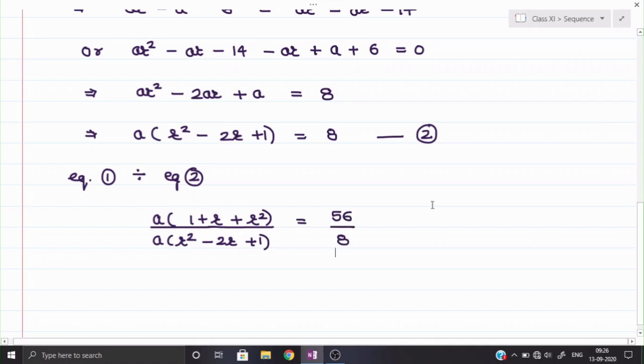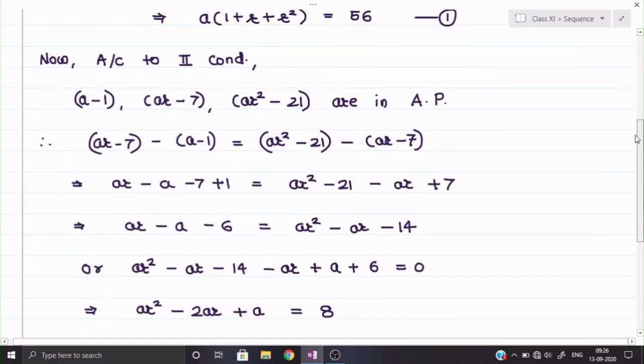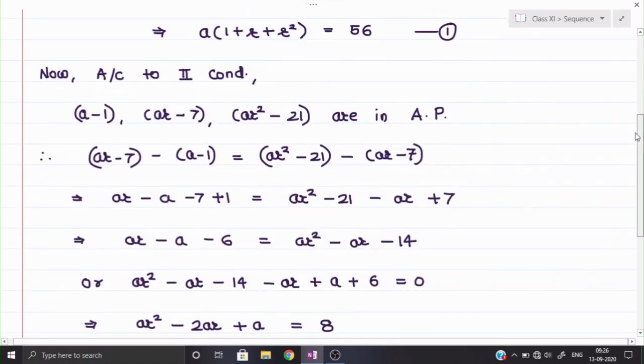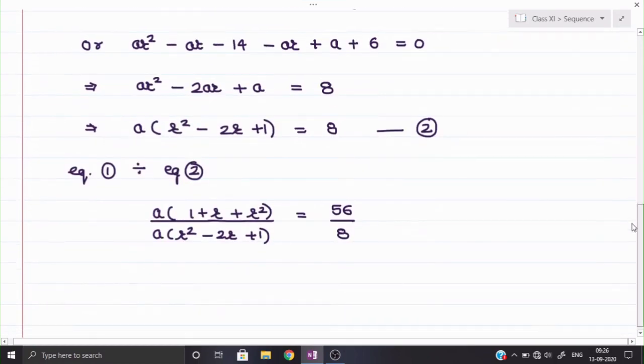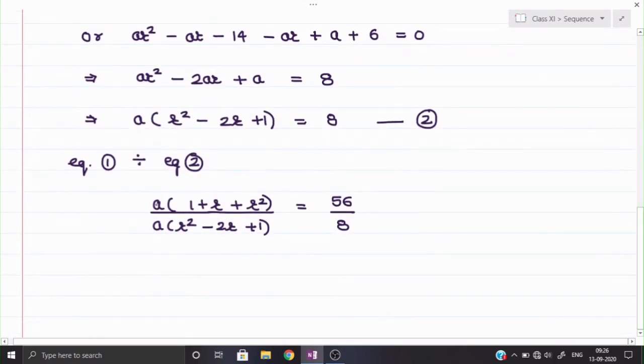Once shall we check equation 1? In equation 1 we have written A into bracket 1 plus R square is equal to 56. Correct. Now in this equation A and A got cancelled. 8 ones are 8, 8 sevens are 56. Cross multiplication will give us 1 plus R square is equal to 7R square minus 14R plus 7.